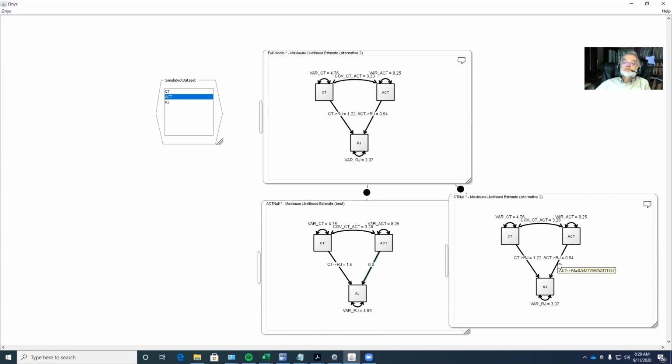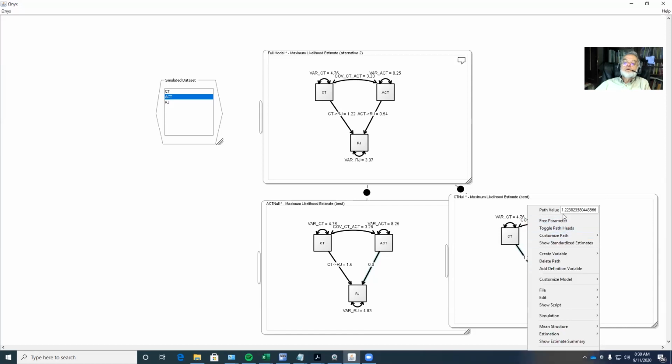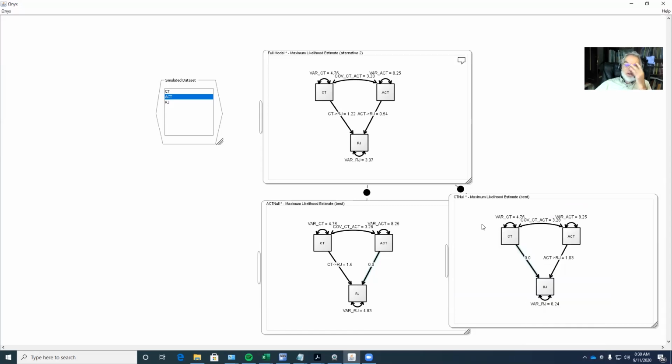Oh, wait a minute, I've got to fix this to 0. Apologies. There. Okay, now when I hover over it, I'll have a degree of freedom and it's statistically significant. So that's a way in which you can compare the likelihood of two models.